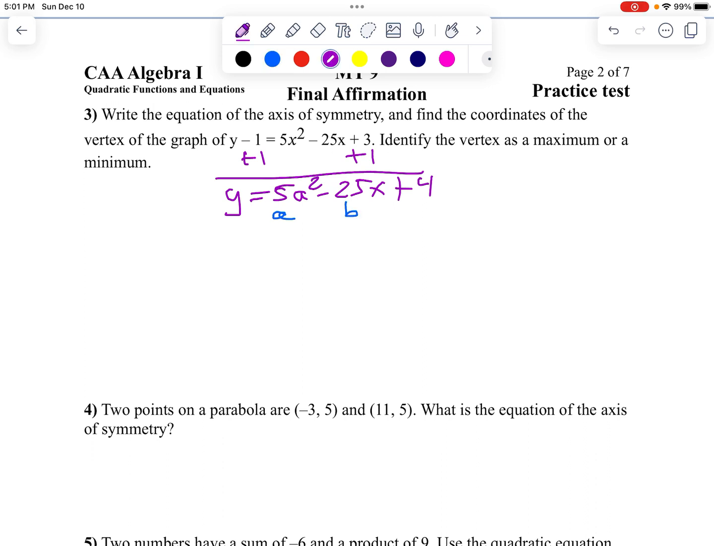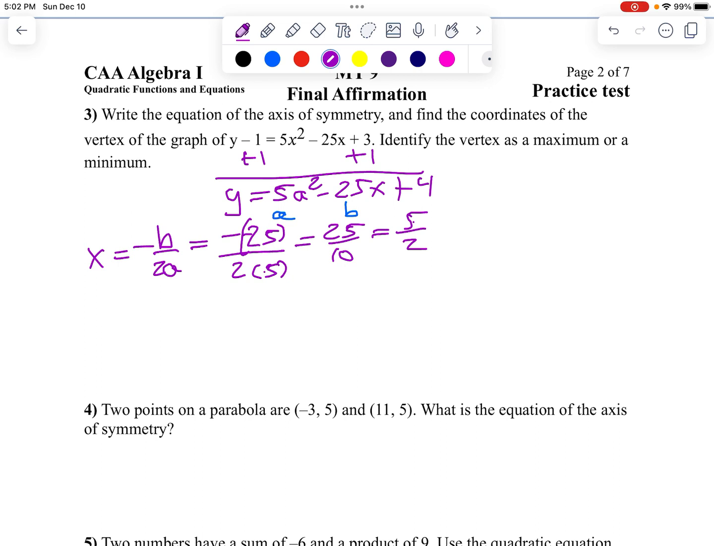So we'll find the axis of symmetry is x equals negative b over 2a. So it's the opposite of negative 25 all over 2 times 5. So that'll be 25 over 10. I'll divide by 5 and I'll get 5 over 2. So my axis of symmetry is x equals 5 over 2.